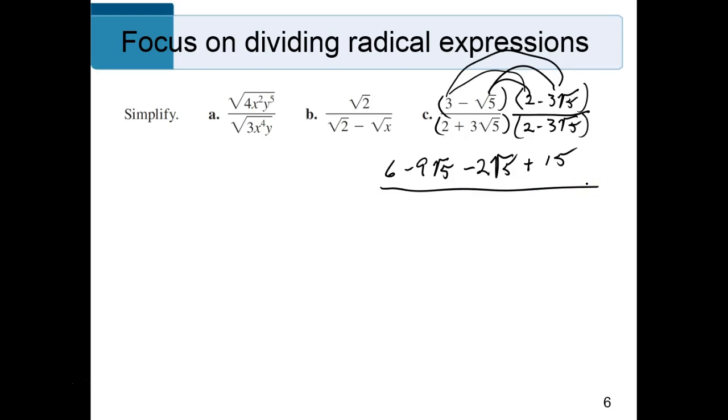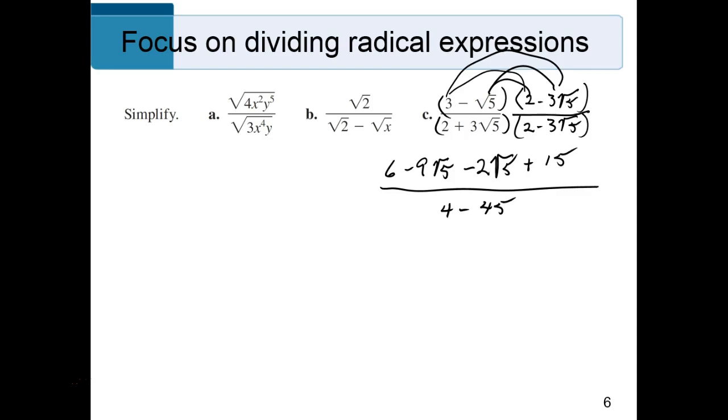Let's go on and do our denominator next. Believe it or not, it's easier. What will it be? 4 minus, say again? 3 times 3 is? 9 times 5 is what? 45. Does everybody see that one? Okay. Remember, when you multiply the conjugates together, it's the difference of their squares. The square of the first one is 4. The square of the next one is 3 times 3 is 9. Root 5 times root 5 is 5. 9 times 5 is 45. But it's minus that. Everybody see that?